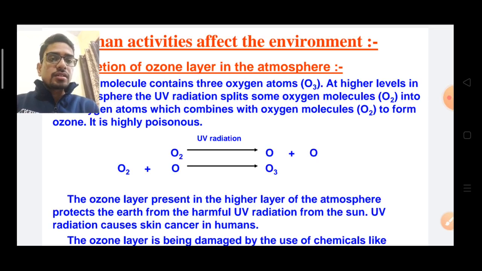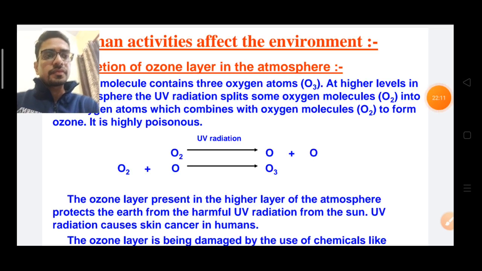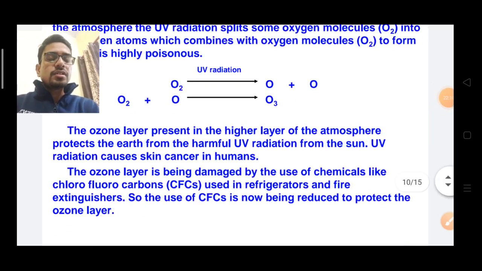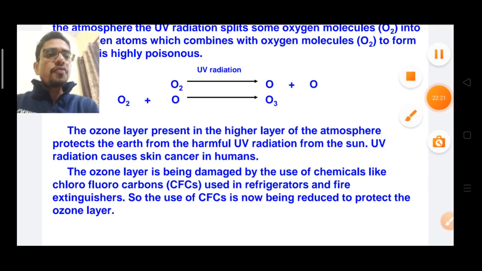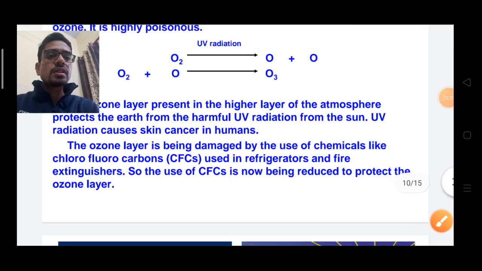But the ozone layer uses UV radiation in its formation, and in this way it protects the atmosphere. But still, due to some human activities, due to release of some chemicals like chlorofluorocarbons, which are used in refrigerators and fire extinguishers, a hole is being caused in the ozone layer. So the use of CFC is being reduced.